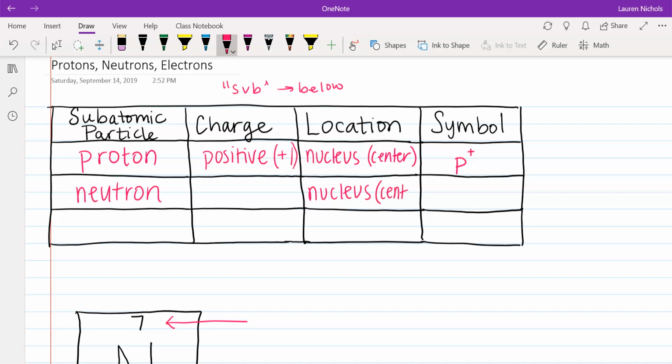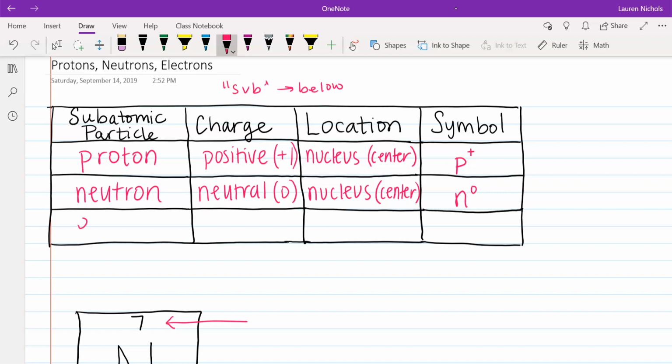The reason why it is there is because it is kind of the buffer in between all those positive charges, and it's neutral, meaning that it has a charge of 0. The symbol that we give it is a lowercase n with a 0 as an exponent.